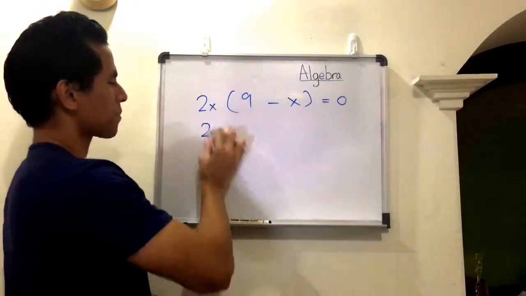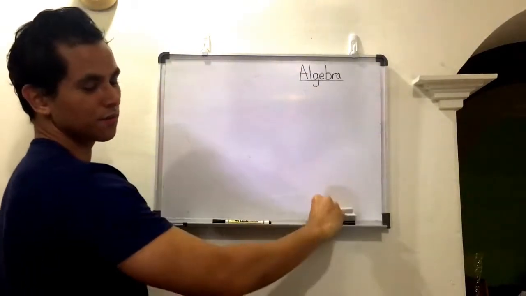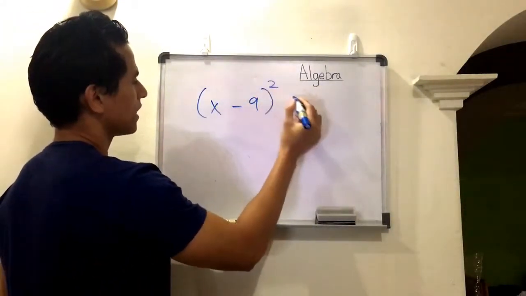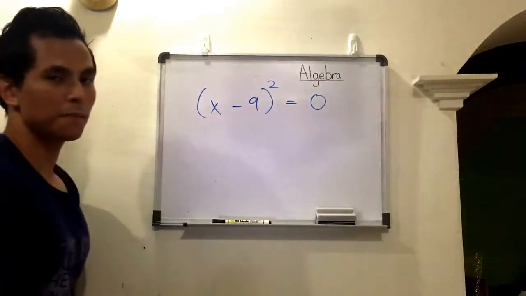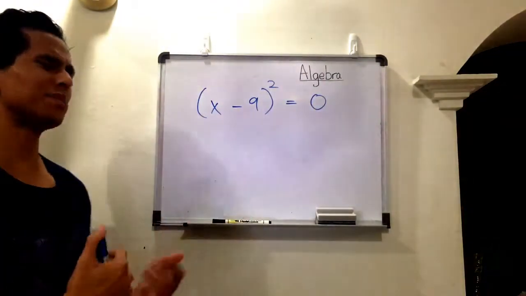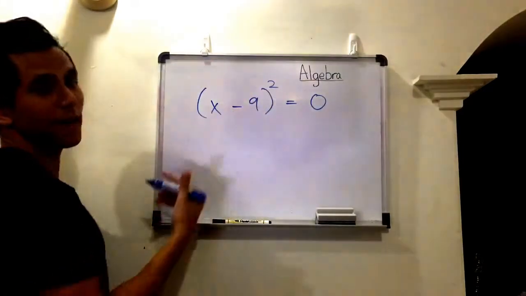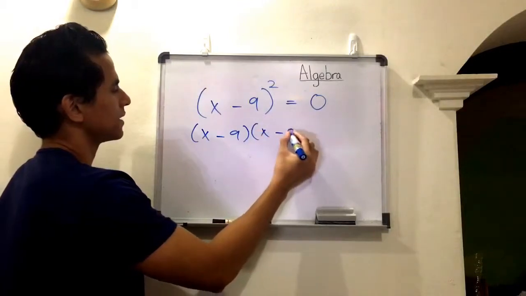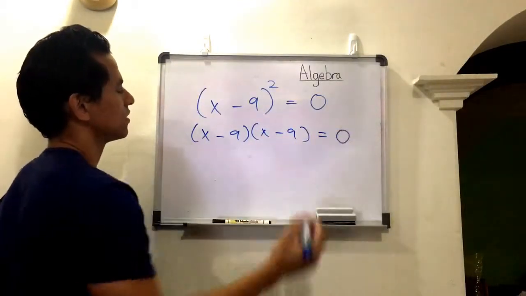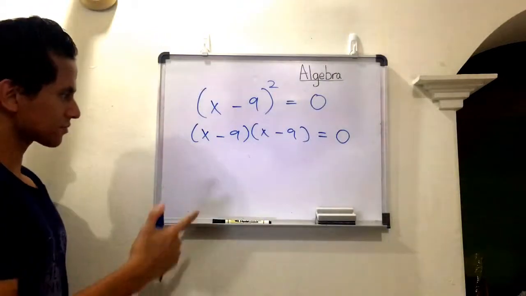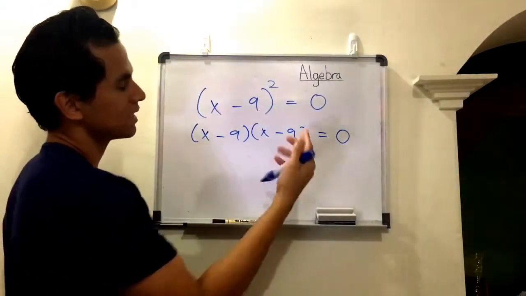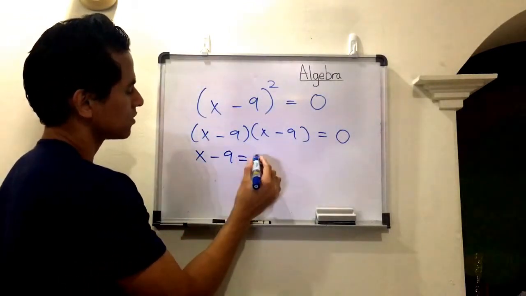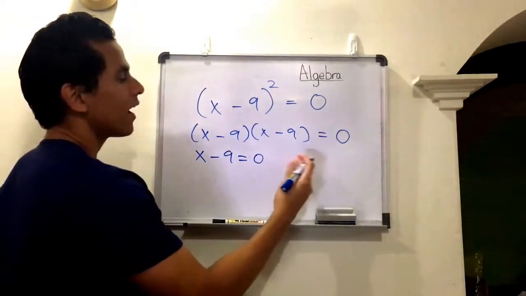Something slightly different again. How are we going to solve? Say we have x minus 9 squared equals 0. This may be slightly different, but recall that we can actually just expand this, correct? And this will just be x minus 9 times x minus 9 equals 0. And now, we have our a, we have our b, a times b equals 0. Therefore, x minus 9 equals 0, or x minus 9 equals 0.